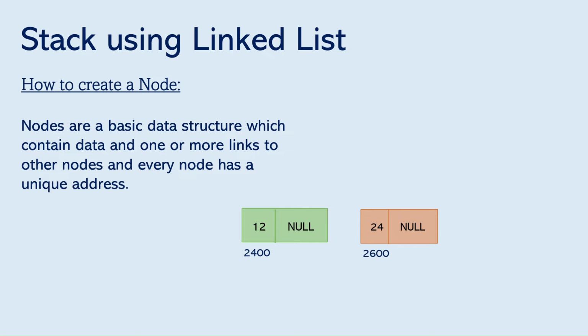Now let's try to connect these two. If we try to connect these two, the address of the second node, which is 2600, will be stored in the pointer of the first node, which was null before, and a pointer called head is introduced here, which stores the address of the first node, 2400. So this is where the linked list starts, and this is how it works.